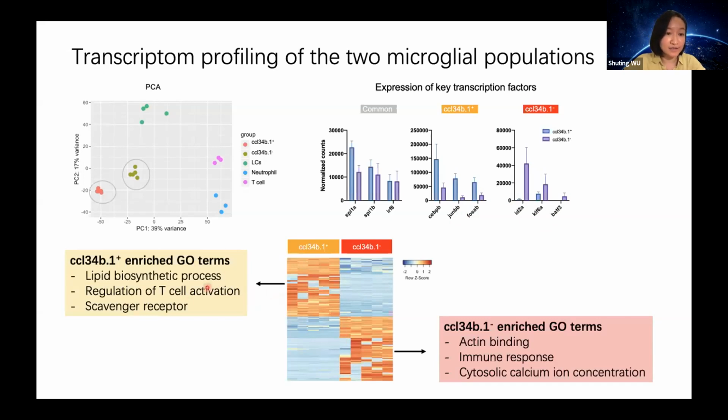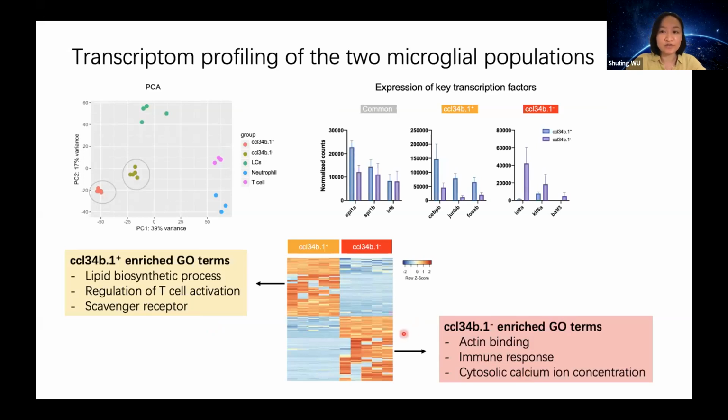And we found that the CCL34-beta1 positive microglia was enriched in the lipid biosynthetic process, regulation of T cell activation and a scavenger receptor, while the CCL34-beta1 negative microglia was enriched in actin binding, immune response, and cytosolic calcium ion concentration. And I think based on these GO terms, we can suggest that the CCL34-beta1 positive microglia may be in immune alarm stages and actively involved in the phagocytosis and the membrane transformation, while the CCL34-beta1 negative microglia, on the contrary, was more active in the cytokine and the chemokine signaling pathway.